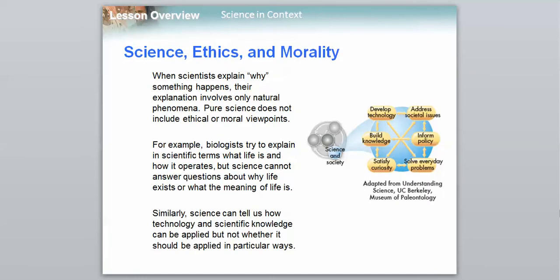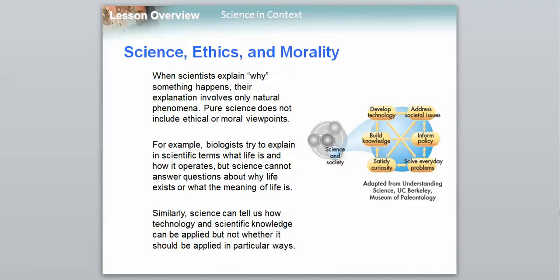And then now, a big thing that comes up with science, to wrap this up, is something with ethics and morality. So when scientists explain why something happened, their explanation involves only natural phenomena. And again, science does not include ethical or moral viewpoints. So people can't take their personal views and try to stick them into science. It's not ethical, it's not right to do.